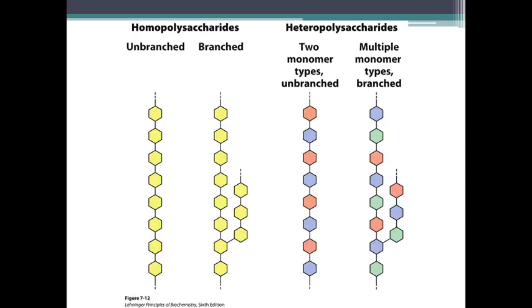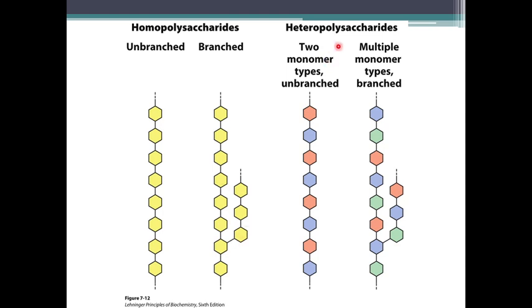Here is a slide depicting the differences between homopolysaccharides and heteropolysaccharides. Now, homopolysaccharides, as I said, can be unbranched or linear, or branched. And as shown by the color of these cyclohexagon groups, all these monosaccharides are the same. They could be arranged in a linear fashion or in a branched fashion.